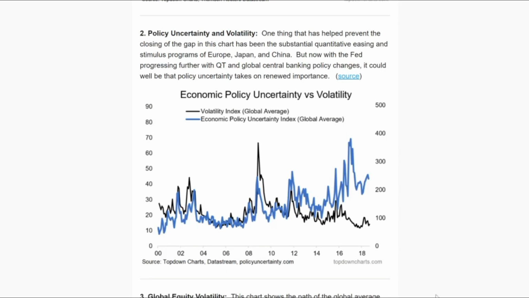So what we're looking at here in the blue line is the Global Average Economic Policy Uncertainty Index. It's put together by the guys here at policyuncertainty.com, and it is an index that uses algorithms to read newspapers and decide whether the level of economic policy uncertainty is high or low. And you can see there that it's been very high in recent years, and there's a pretty good reason for that.